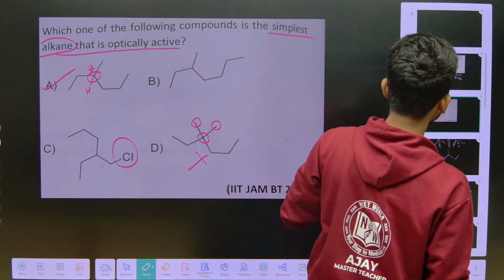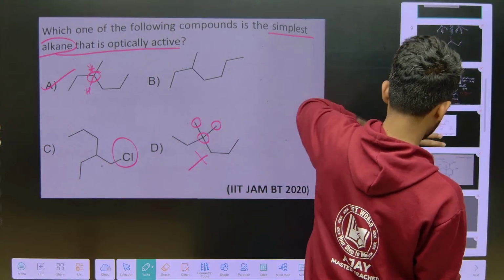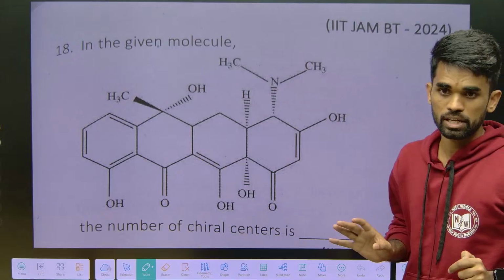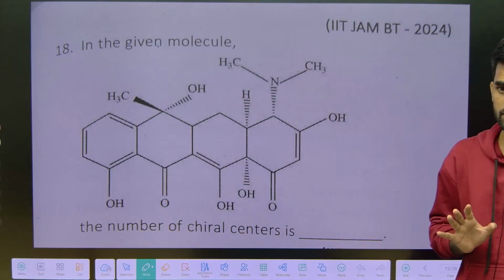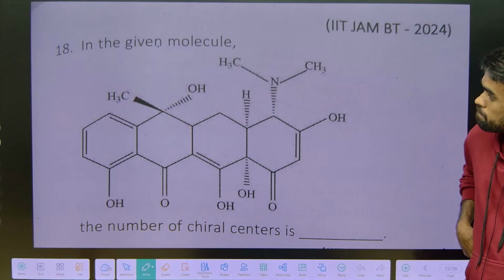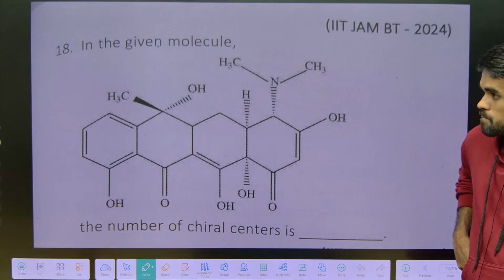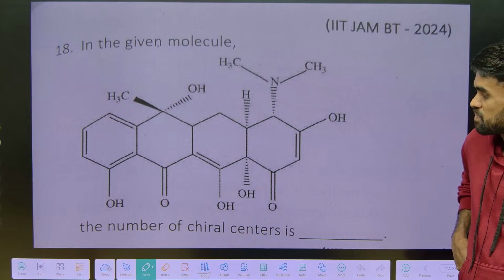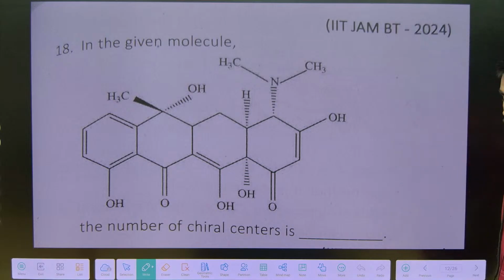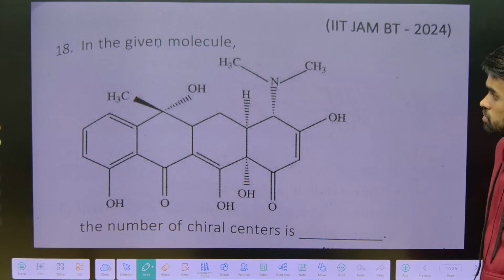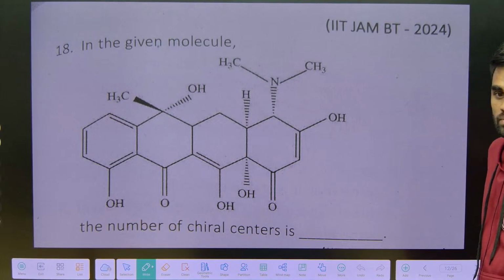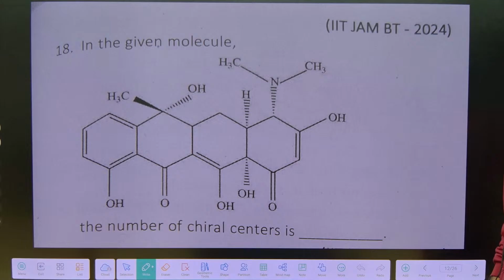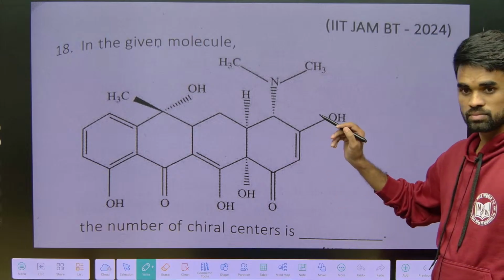Next. And one more thing, let me go to that slide. You can see this 2024 question: number of chiral centers in the given molecule. Tell me, it is easy. I know you are able to answer this. Tell me fast. Done?